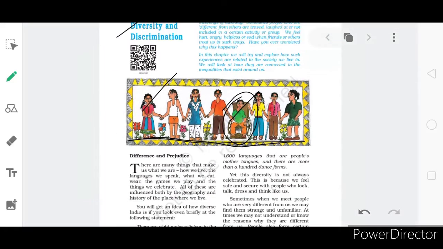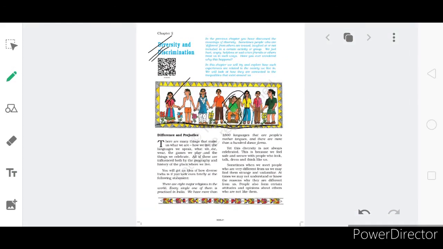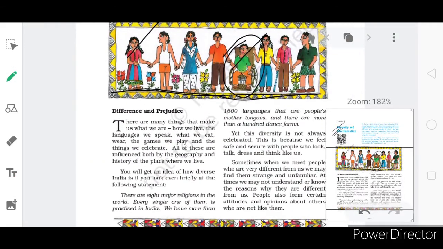Now we already know about diversity, but sometimes this diversity can also lead to discrimination. It means discriminating and differentiating people on the basis of some characteristics, right? So let's begin our chapter with a small introduction. Difference and prejudice, let's see.